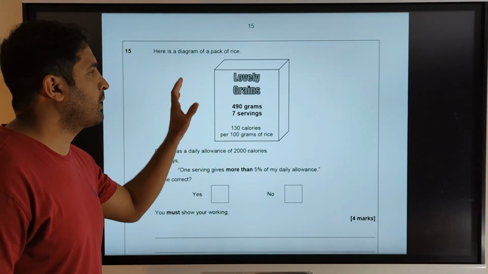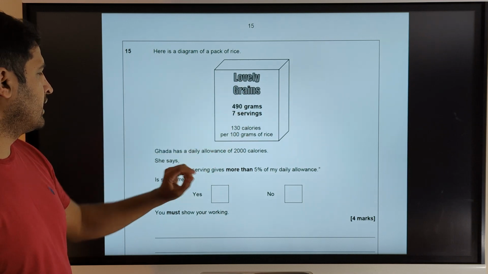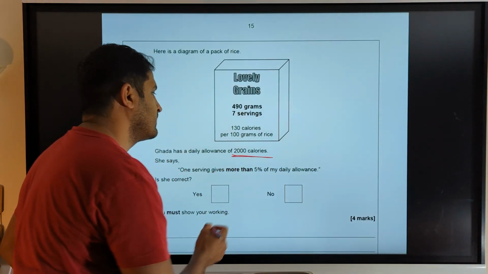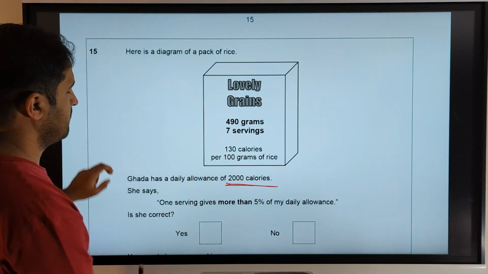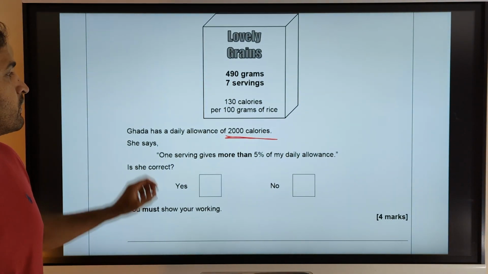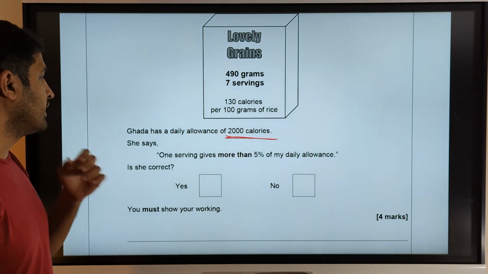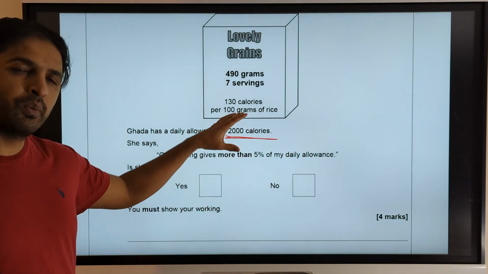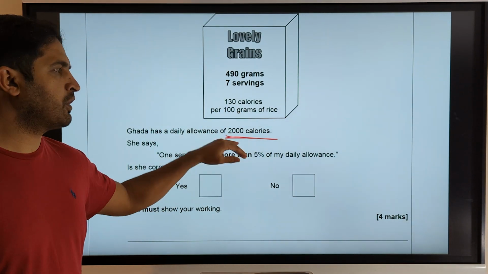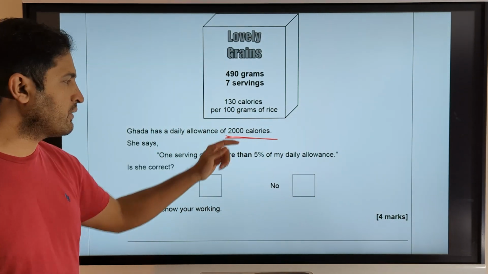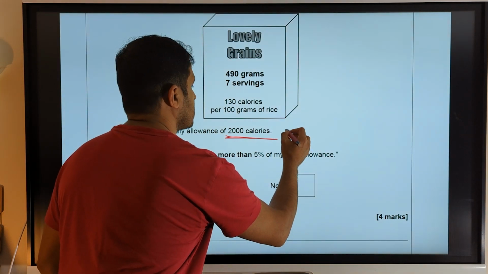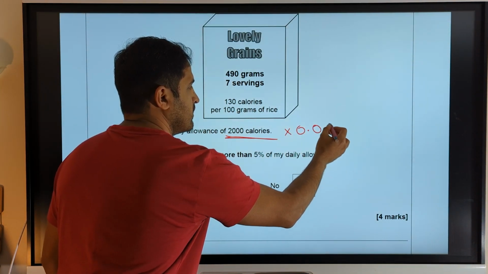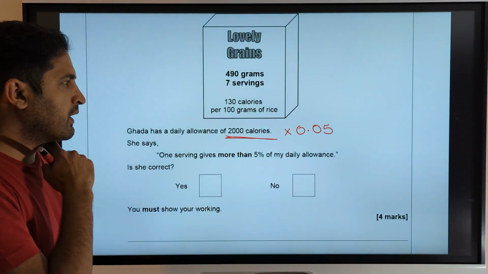Alright, okay, so here's a question saying we've got a pack of rice and Gada's daily allowance is 2000 calories. So 2000 calories she is allowed to take. One serving is more than 5% of her daily allowance. So let's work out what 5% of her daily allowance is. Daily allowance is 2000. What is 5% of 2000? We're going to multiply 2000 by 0.05.